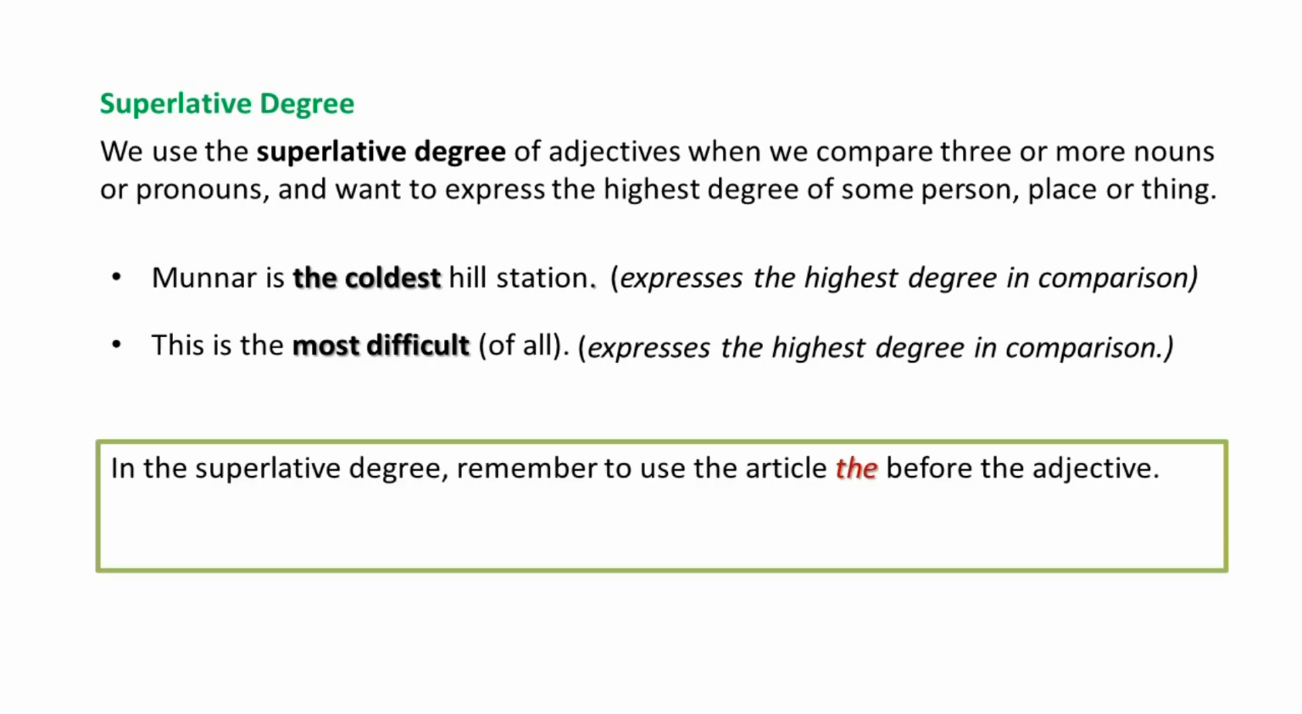Another thing that you must remember about the superlative degree of adjectives is that you must always remember to use the article the before the adjective. So look at all these examples here. Munnar is the coldest hill station. This is the most difficult of all. Let's see some more examples. Sunil is the happiest child. Haider is the eldest.